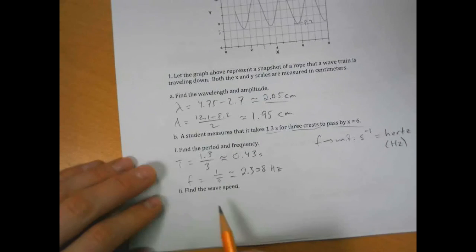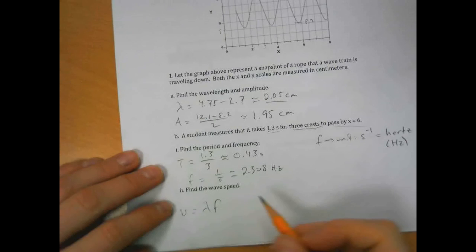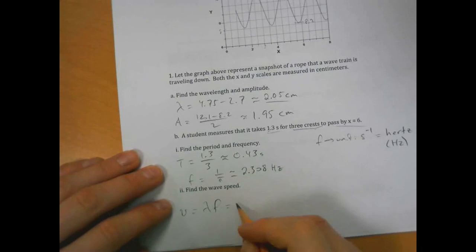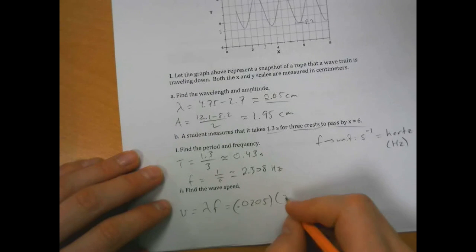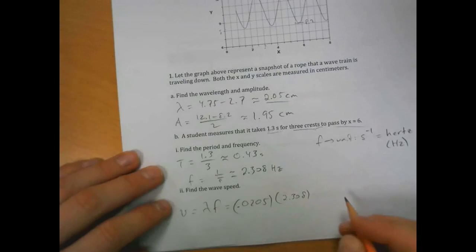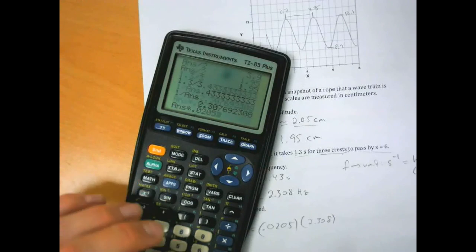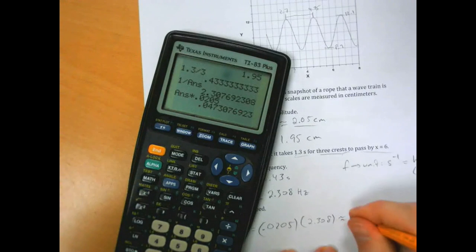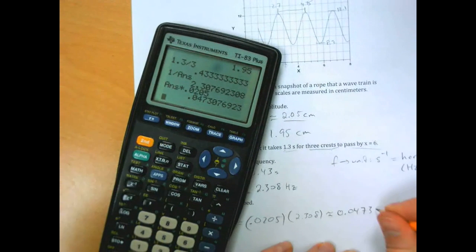We want to find the wave speed. We know v equals lambda f or lambda over period. You get the same answer whichever formula you use. We know our wavelength is about 2.05 centimeters, so I'm going to convert that to meters. And then our frequency is 2.308, but I'll use the stored value for that. So take that times 0.0205. I get that our wave speed is about 0.0473 meters per second, which is pretty slow, but, oh well.